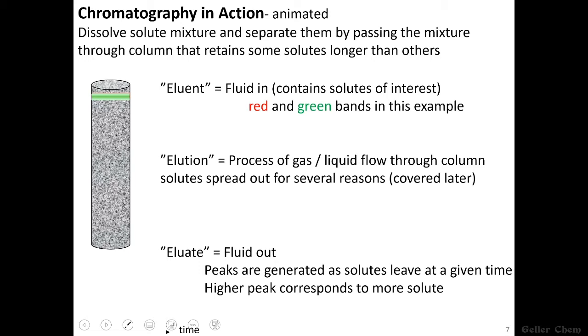Why we would care about separating them? Well, that's for later. Right now, we're just learning fundamentals, not the analysis part. But the point is, this column is going to be used to separate these two chemicals from one another. And we call that starting mixture the eluent. It's the fluid that's inserted at the beginning of the column that contains the solutes of interest. And then we're going to start flowing them through the column in a process known as elution. And as the chemicals separate, they'll exit the column at different times.